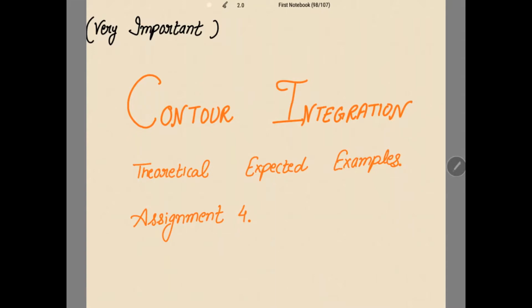Today I'm going to start the example which is very important and expected one. So, contour integration theoretical expected examples. This assignment 4 is very expected.